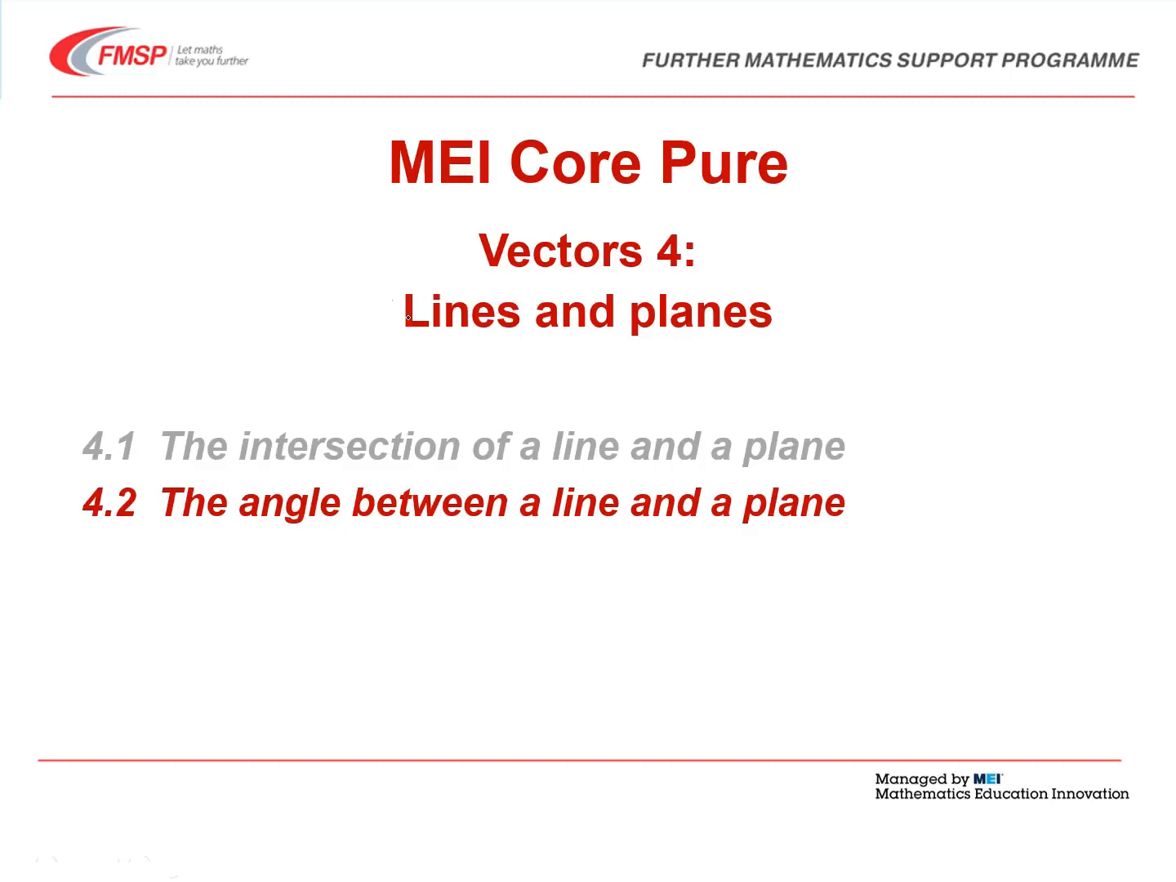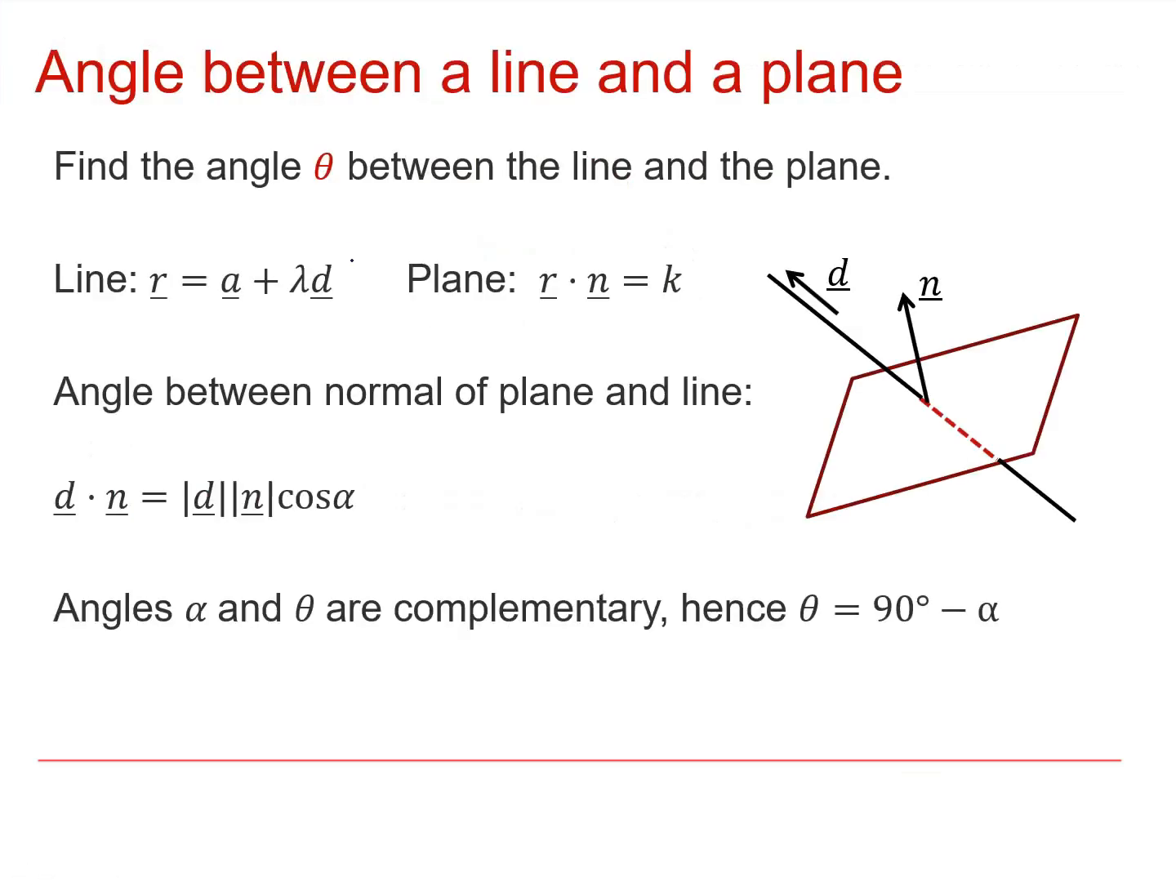This is a video for MEI Core Pure Mathematics, Vectors 4, Lines and Planes, 4.2, the angle between a line and a plane. If we have a look at this diagram, I've got here a plane with its normal vector here, and I've got a line with a direction vector here. And it's very difficult to work out the angle between those two.